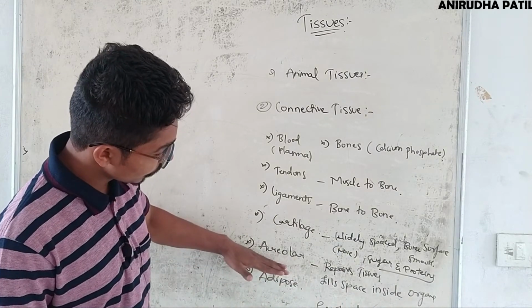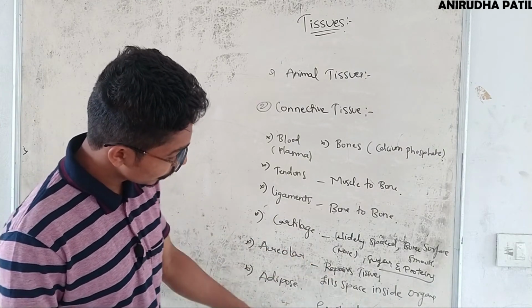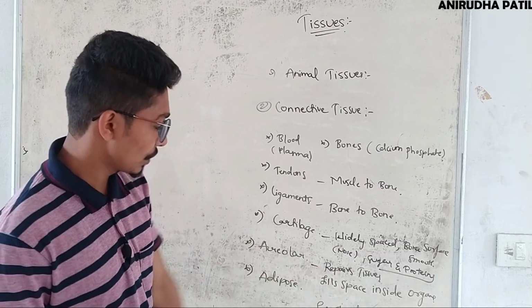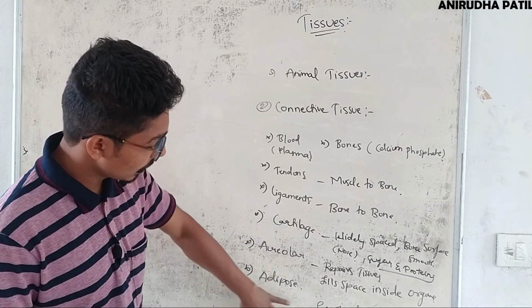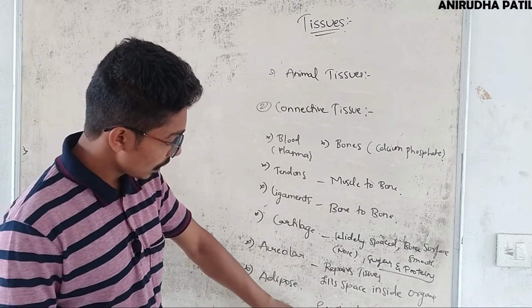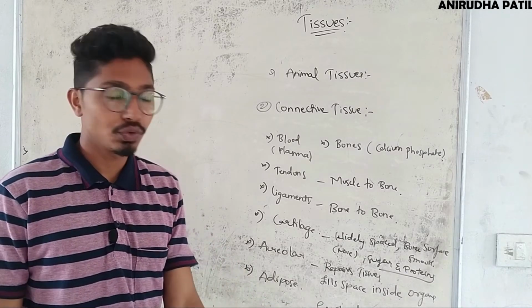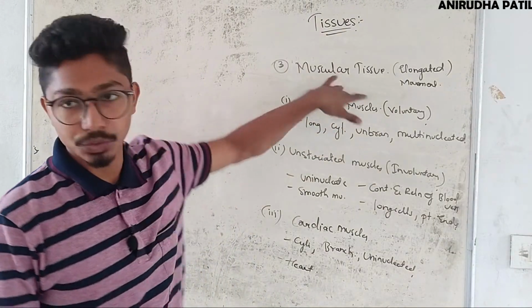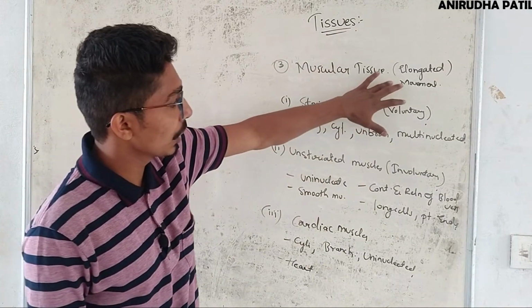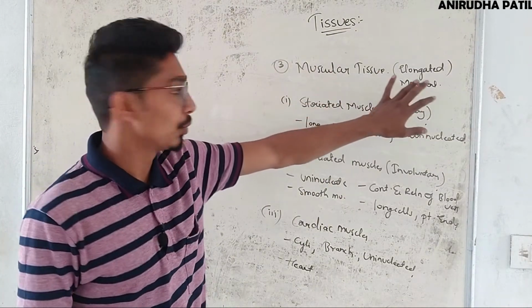Next is irregular connective tissue. It helps in repairing of tissues and fills the space inside organs. Last one is adipose, and the major function of adipose is fat storage, and it is located below the skin. So the next is muscular tissue. Muscular tissues are elongated, and they are responsible for movement.